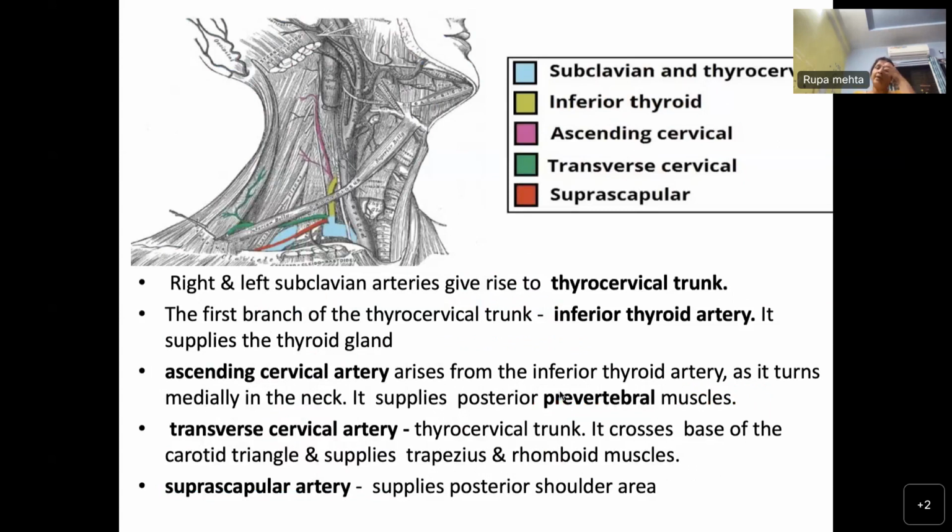Now, the branches of the thyrocervical trunk. You have the inferior thyroid artery, which also gives a branch, the ascending cervical artery, which supplies the prevertebral muscles. The inferior thyroid artery supplies the thyroid and the parathyroids. Then the transverse cervical artery. It crosses the base of the carotid triangle and supplies the trapezius and the rhomboid muscles. You can see here. Then the suprascapular artery, which is this portion, supplies the posterior shoulder area. So these are the branches of the thyrocervical trunk.